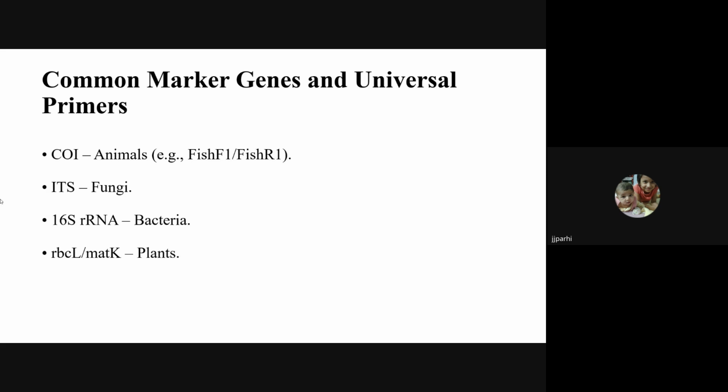But this CO1 marker doesn't work for everything. So for fungi, we use the ITS marker, and for bacteria, the 16S rRNA marker. For plants, we use matK or rbcL. So these are the primers we have to use while we are going for metabarcoding. In that primer, as it is universal, all the animals using the CO1 primer will be amplified, and from that we will be able to separate out the species.